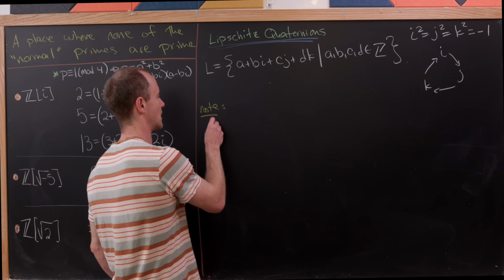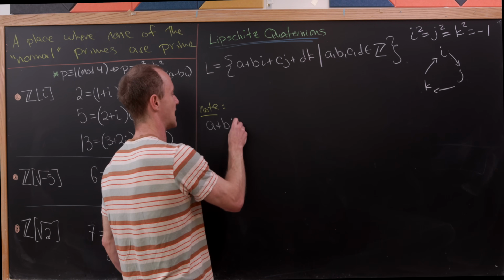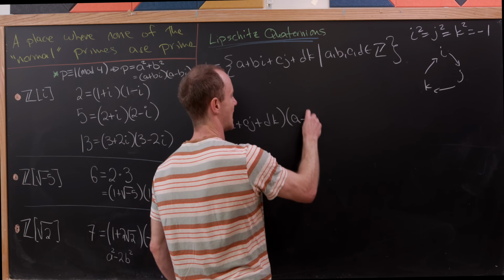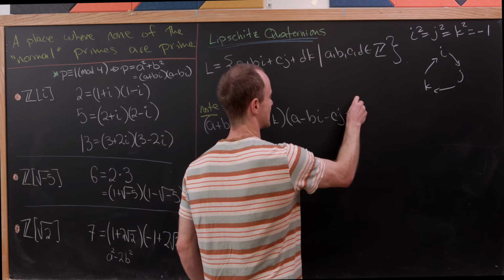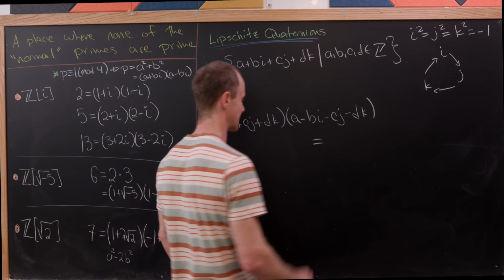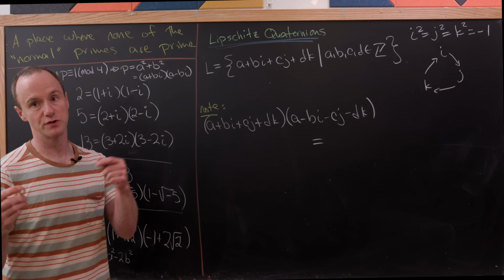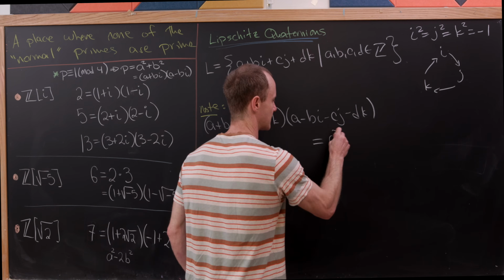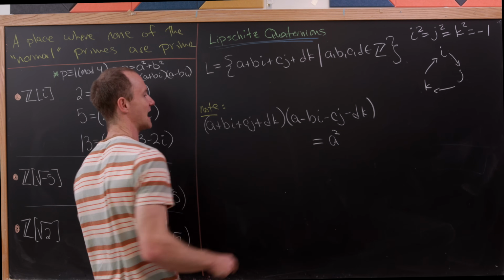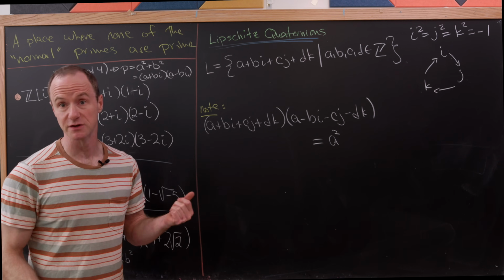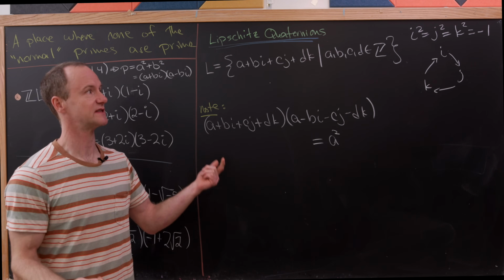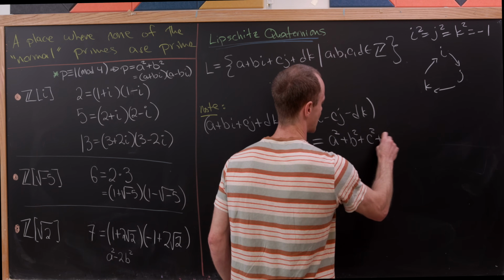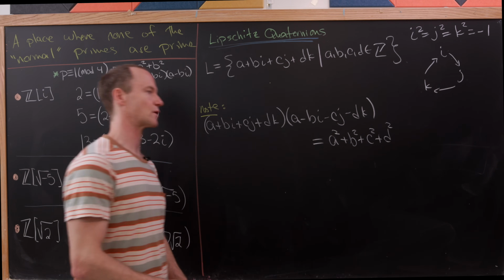So let's observe the following. If we take a plus bi plus cj plus dk, and you multiply it into a minus bi minus cj minus dk, what are we going to get? Well, maybe I won't do the whole calculation, but let's observe that we get a times a, which is a squared. We get bi times negative bi, but that's going to be b squared because we get negative i squared, which is negative negative 1, so we get plus b squared. We similarly get c squared and d squared. So that's the real part.